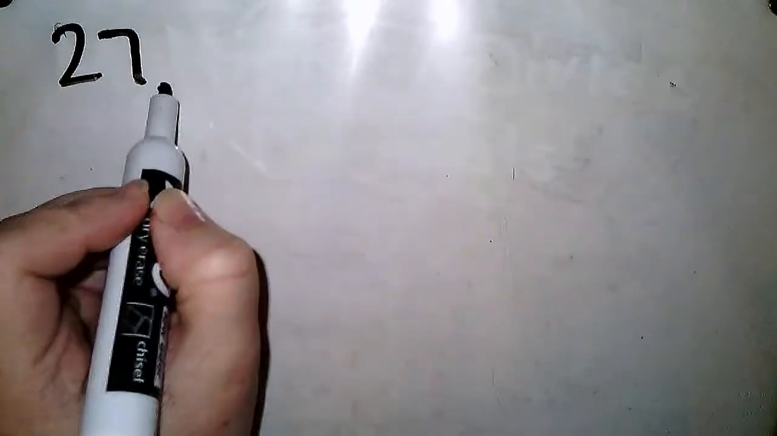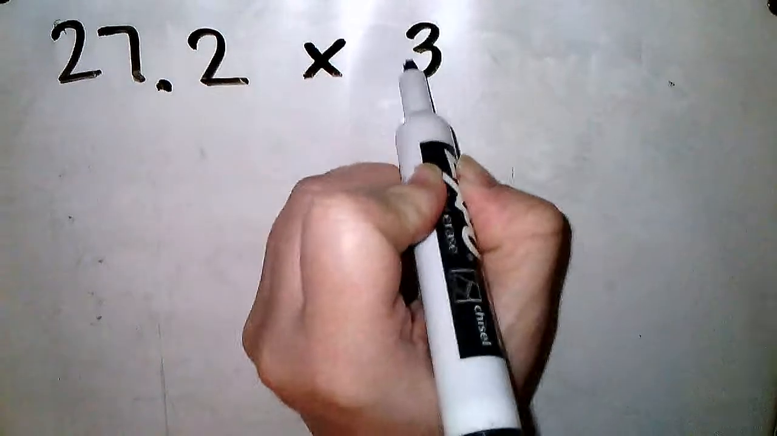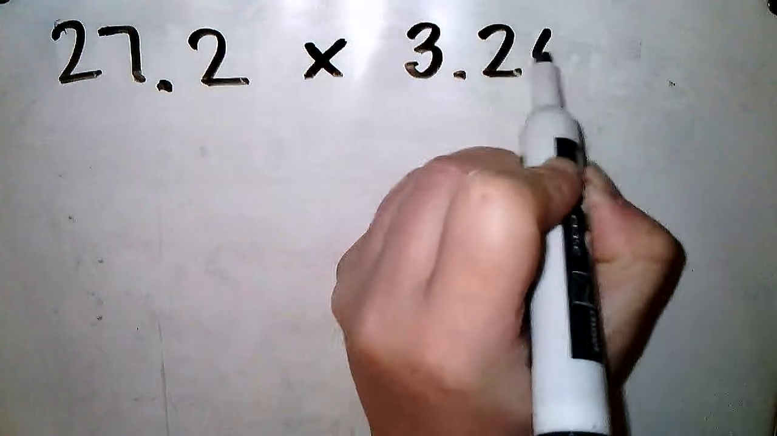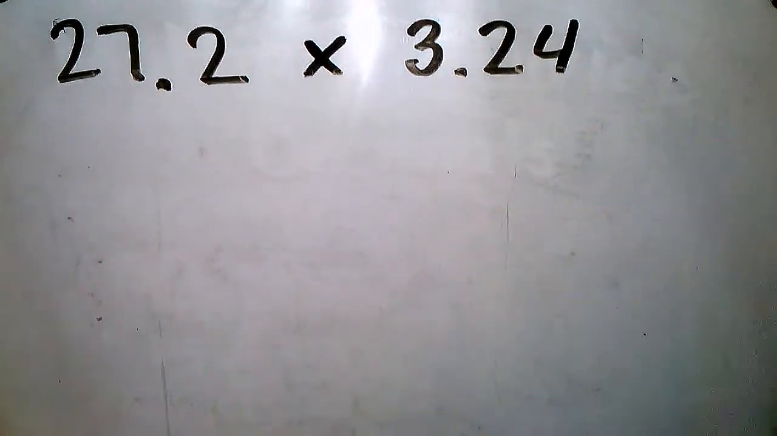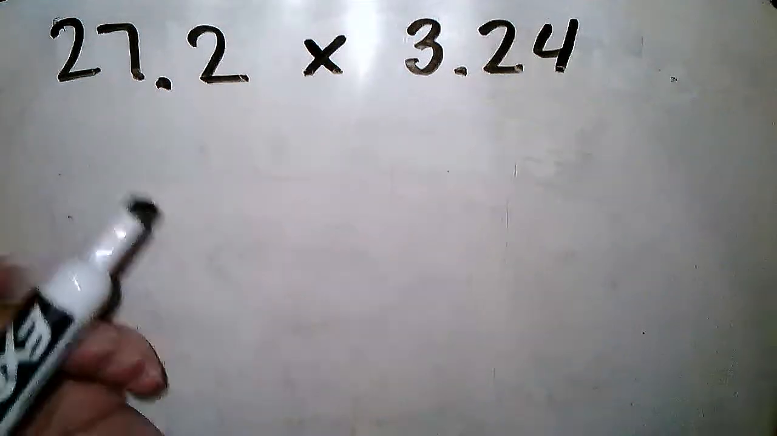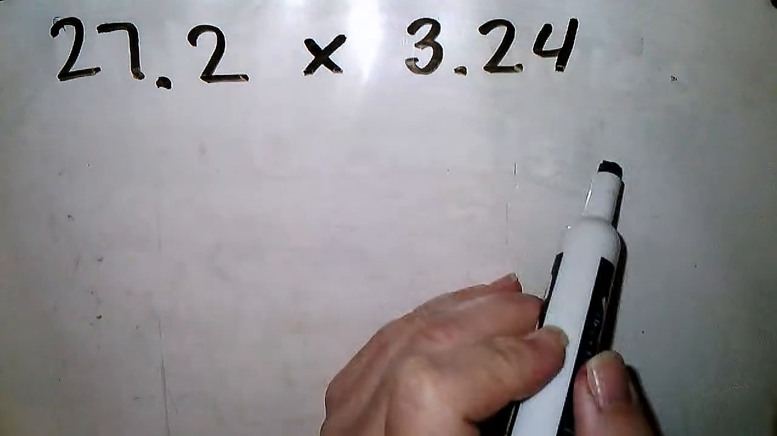So let's get started. Our first problem is our multiplication problem. It's 27 and 2/10 multiplied by 3 and 24 hundredths. The first thing that I like to do is think of these as whole numbers. When you're multiplying with decimals, forget about the decimals until you get to the end. Imagine them as whole numbers. So think of this as 272 multiplied by 324.